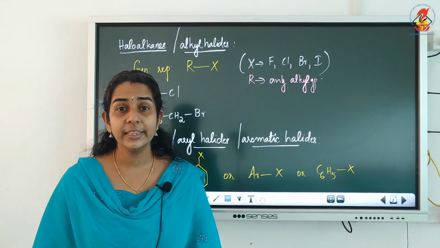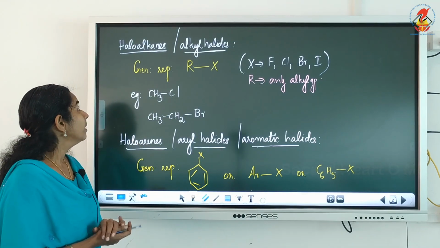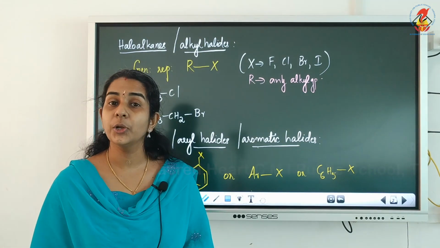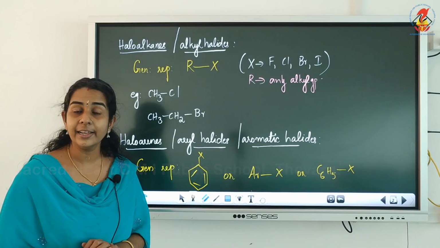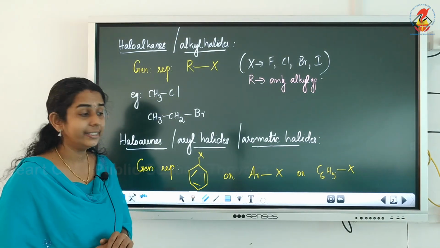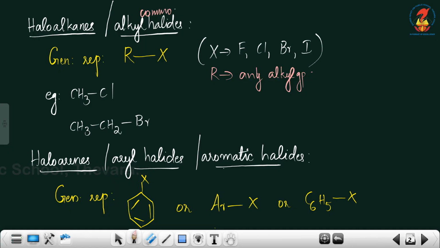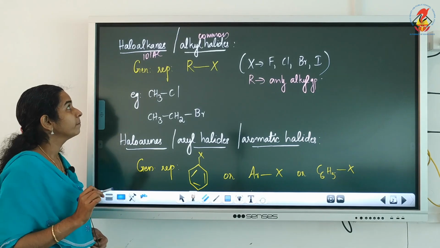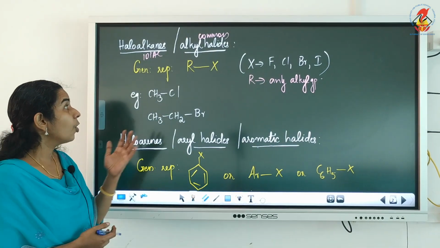Before we start the classification of haloalkanes and haloarenes, first we will see what is meant by haloalkanes and haloarenes. Haloalkanes are also known as alkyl halides, because alkyl halide is actually the common name and haloalkane is the IUPAC name.